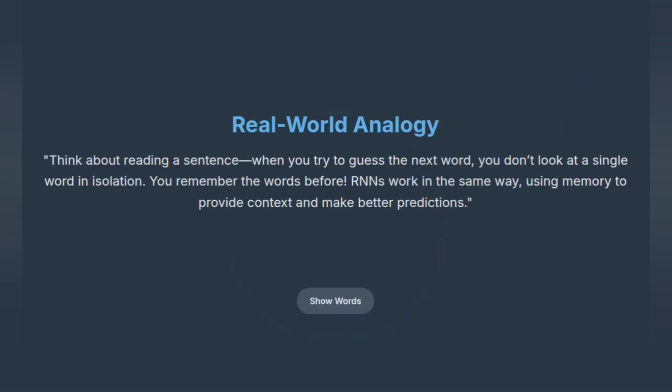Let's think about a real world scenario. Reading a sentence. When you encounter the phrase, the cat sat on the, your brain doesn't process each word in isolation. Instead, you remember the preceding words, the and cat and sat, to help you predict what might come next, like mat or fence. RNNs operate on the same principle. They maintain an internal memory of the sequence they've processed so far, using that context to make more informed predictions and decisions.